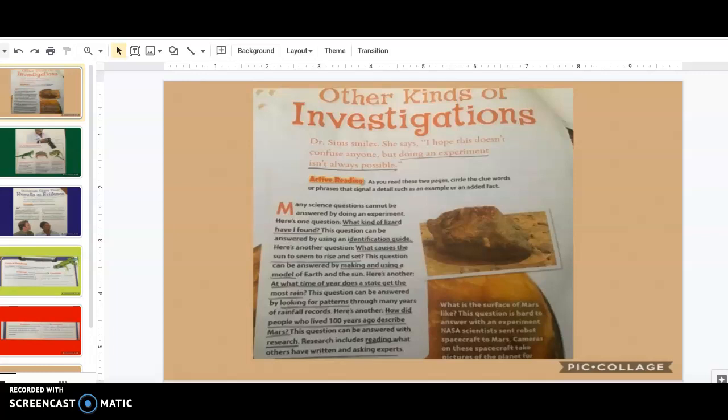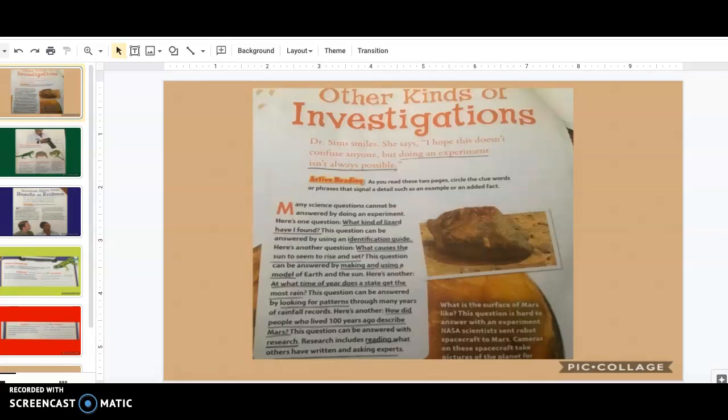You know, we talk about trying to ask questions that are testable. Well, the question, what kind of lizard have I found, is not a testable question. There's no test we can do that will tell us the answer of what kind of lizard. Okay, so in order to find that answer, you'd have to use something like an identification guide. So if you look down at the paragraph, you can see I have the question underlined. What kind of lizard have I found? That is the type of question that needs an investigation. So for this investigation, we would use something called an identification guide.